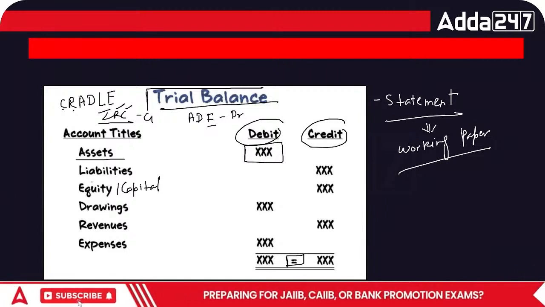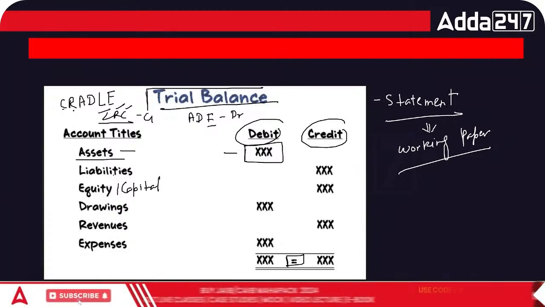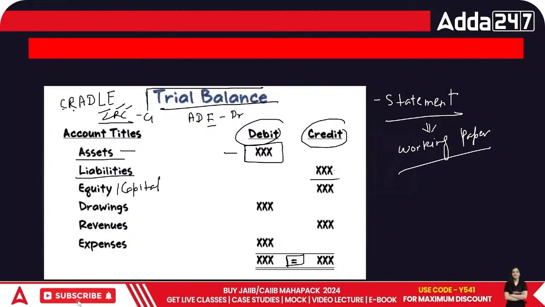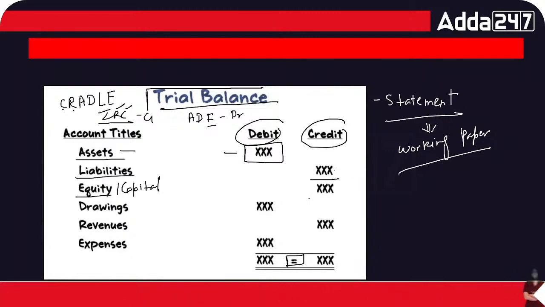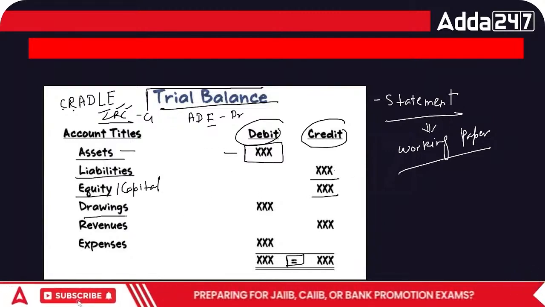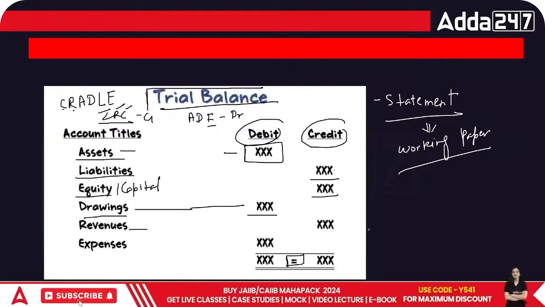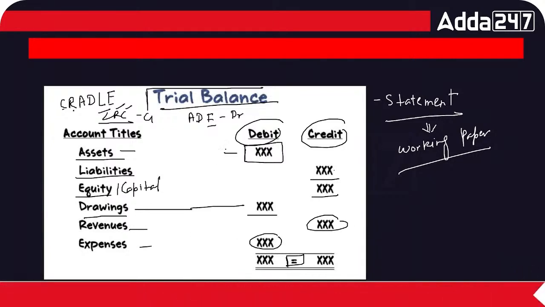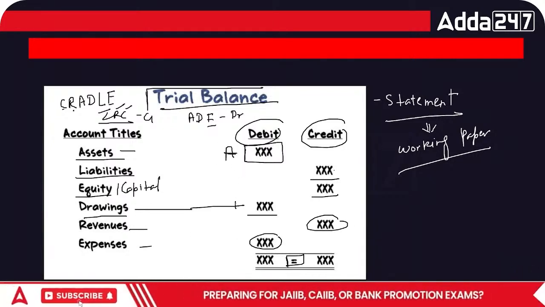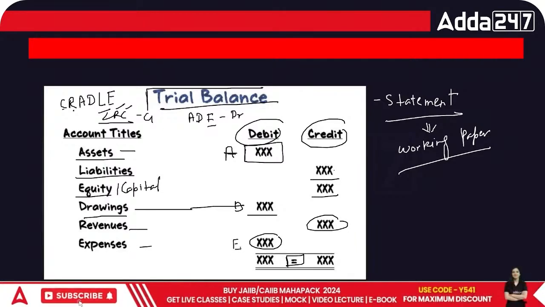And what are the basics there? The basics are assets will always be on the debit side, liabilities will always be on the credit side. The equity will always be on the credit side. The drawings are on the debit side. See, D for drawings, D for debit. Revenues will always be on the credit side and expenses on the debit side. So you can see A, D, and E are always on the debit side. Their balances are always debit.